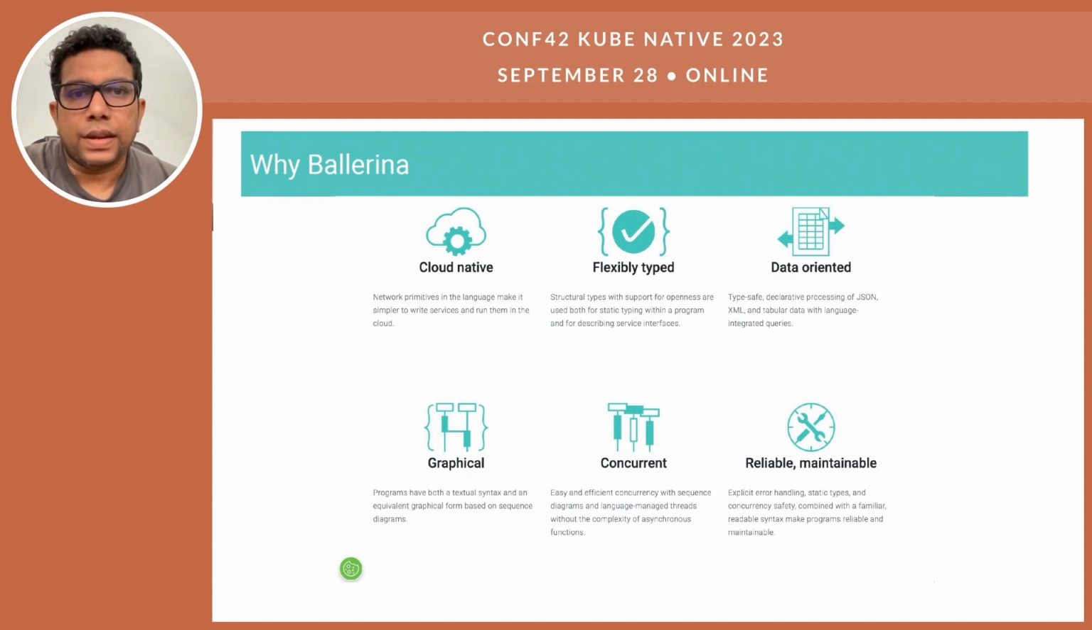Ballerina is a flexibly typed language. Structural types with support for openness are a key feature in Ballerina. They serve two purposes: one, enabling static typing, and two, describing service interfaces. This flexibility is valuable for designing and maintaining complex systems.